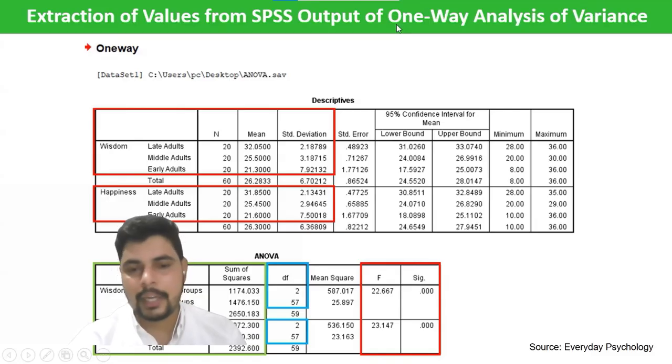Then the degrees of freedom, that is 2 and 57. And then we move to the F value. Basically, the F value shows whether the ANOVA is significant or not, and it depends upon the p value, that is 0.00. So in this scenario, both of our variables, wisdom and happiness, are significant.